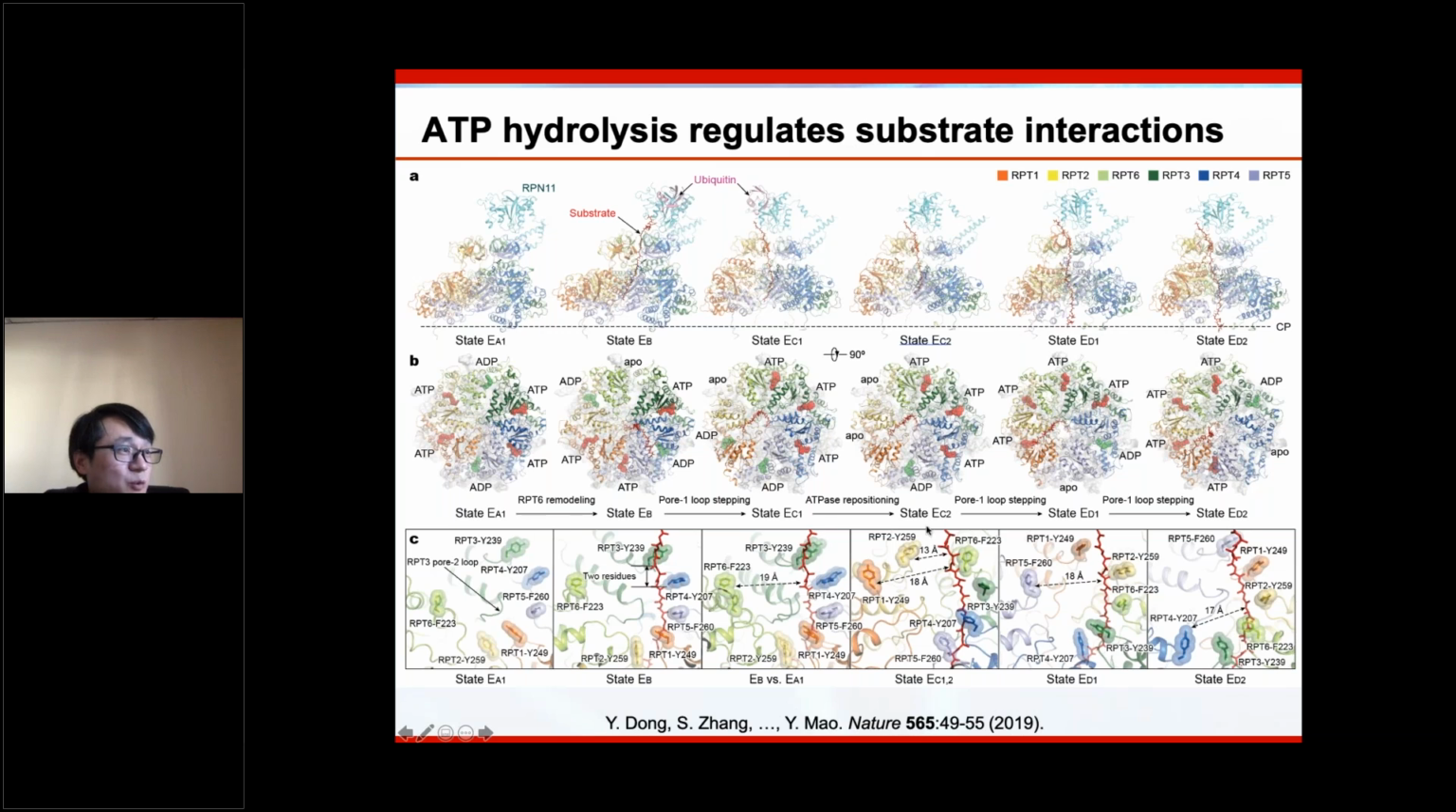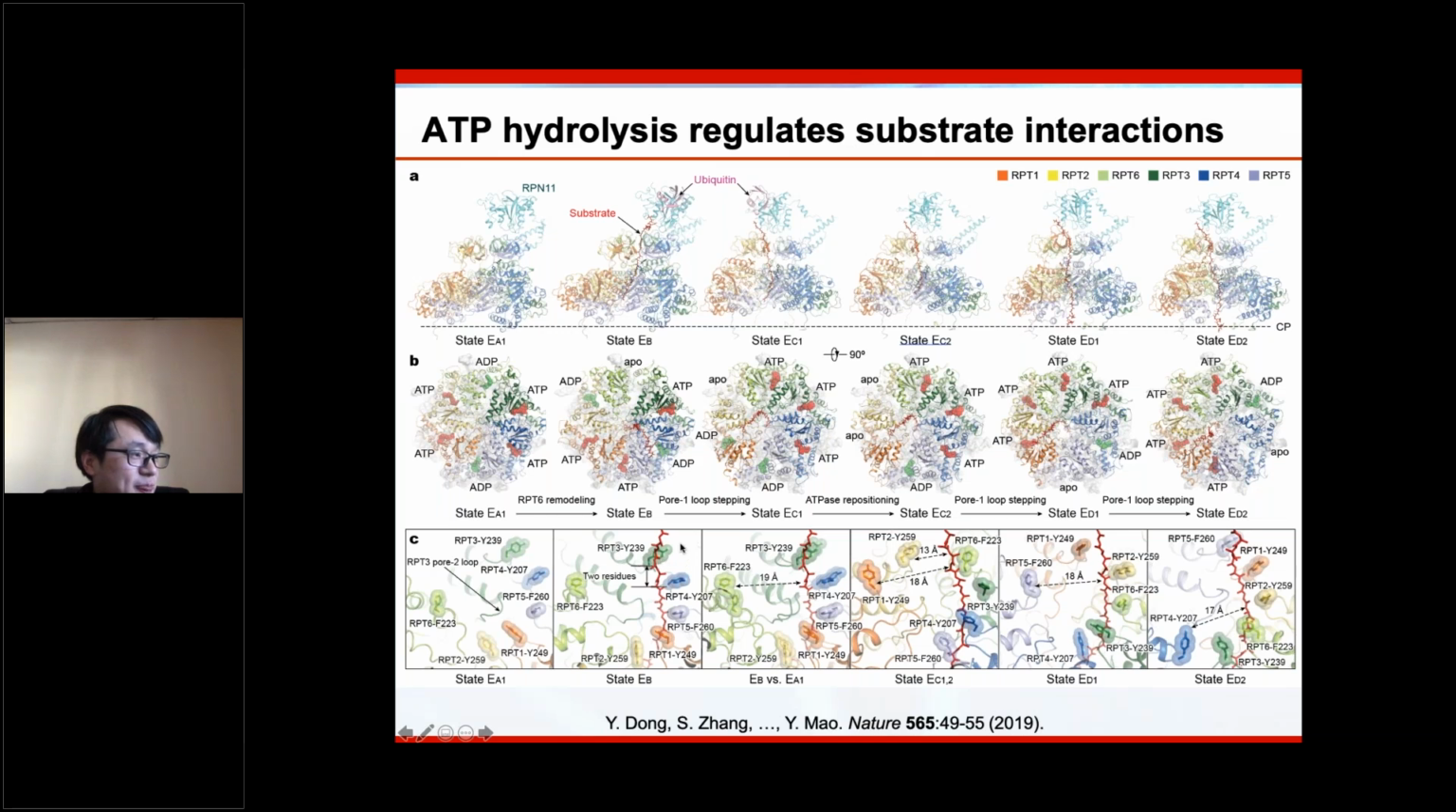And another very prominent observation is that this around-the-ring nucleotide hydrolysis navigation is strongly coupled with the substrate interaction, as shown in the lowest panel. So you can see that the pore loop is doing the stepping work. Probably you have to sit down to look at this.